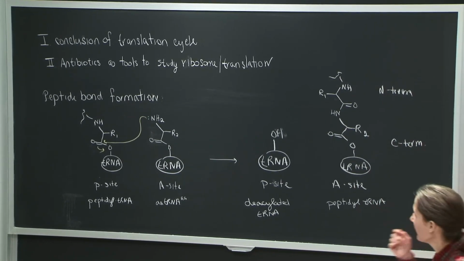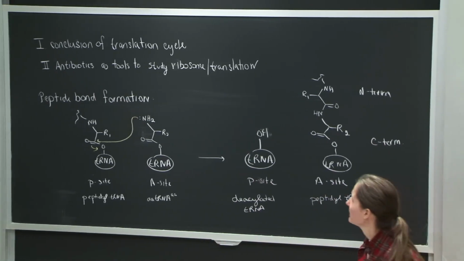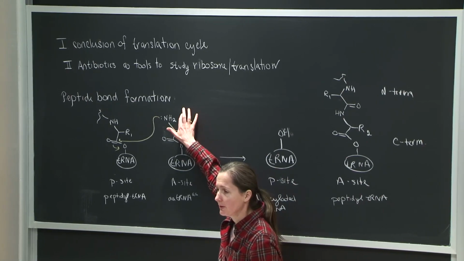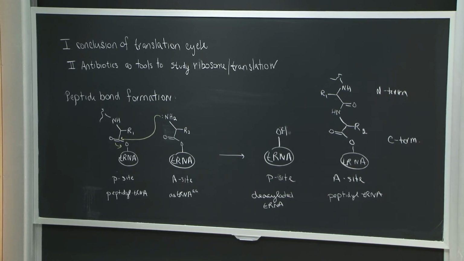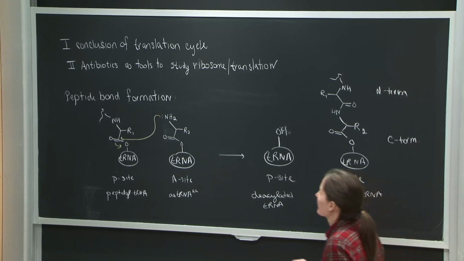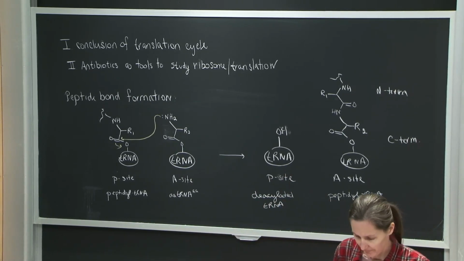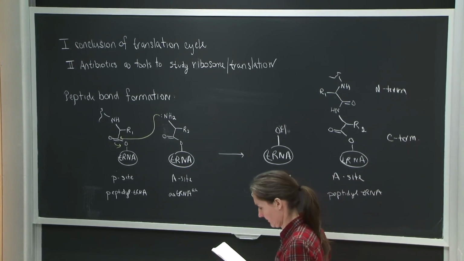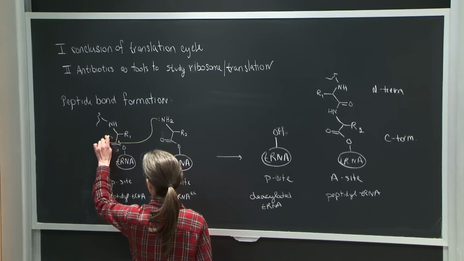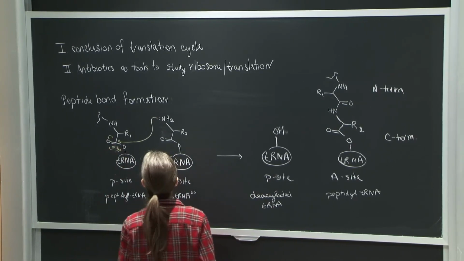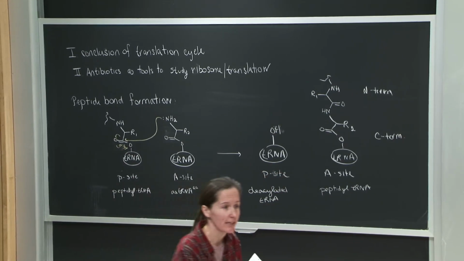Thinking about this mechanism and having nucleophilic attack from this alpha amino group of the aminoacyl tRNA in the A site, what do we need to think about? Is there anything surprising or unusual? Think about protonation state. Yeah, right, exactly. We need to think about the pKa.